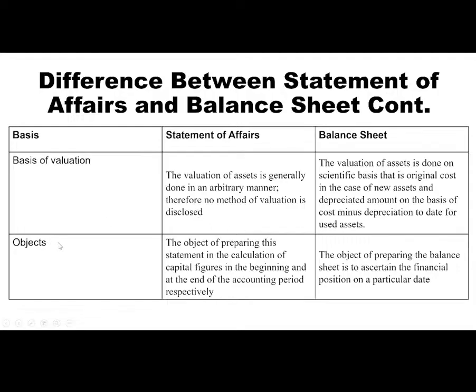On the basis of objects, the object of the statement of affairs is to ascertain the capital figures at the beginning and at the end of the accounting period, respectively. The object of preparing the balance sheet is to ascertain the financial position as of a particular date. So these are the few differences that you can talk about between the statement of affairs and the balance sheet.